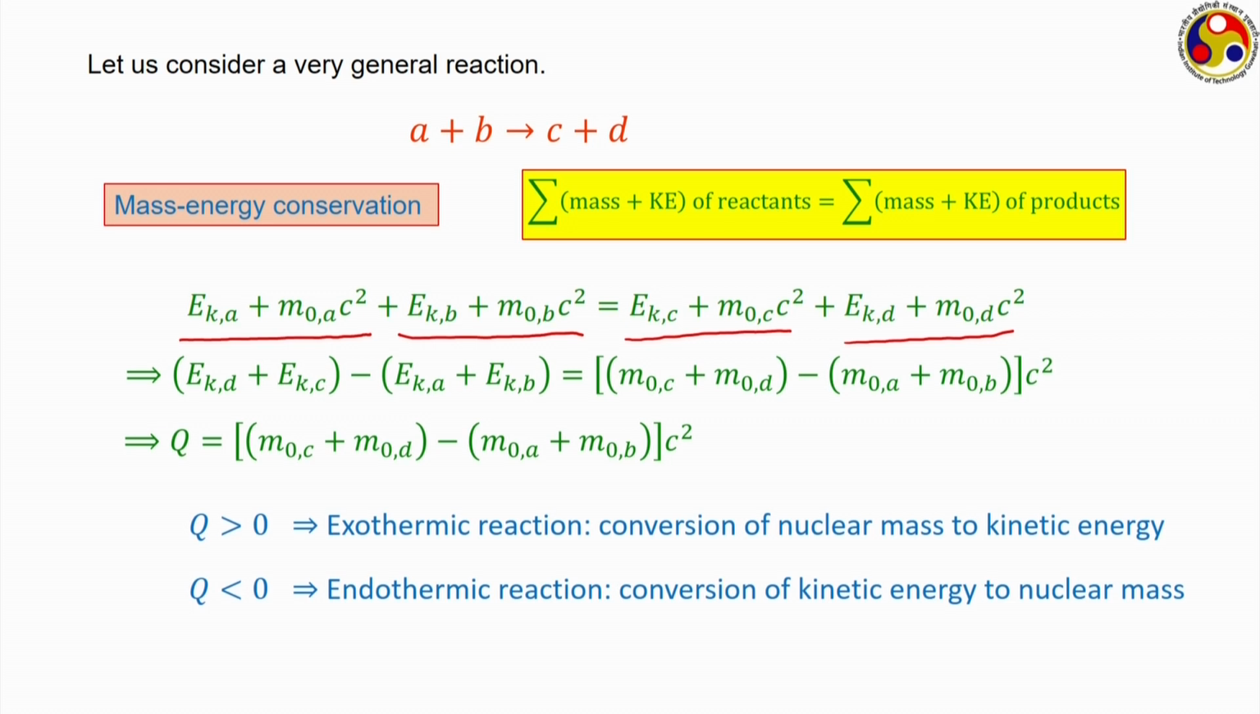If Q is a positive quantity, then that represents an exothermic reaction. That is, the products will be having more energy compared to the reactants. So, this is an exothermic reaction and mass is getting converted to energy. However, if Q is negative, that represents the mass of the product is more compared to the reactants. That means, it is an endothermic reaction and energy has been converted to mass. So, the mass energy conservation, which we earlier attained from mass unit point of view, this way we can also attain from energy unit point of view.